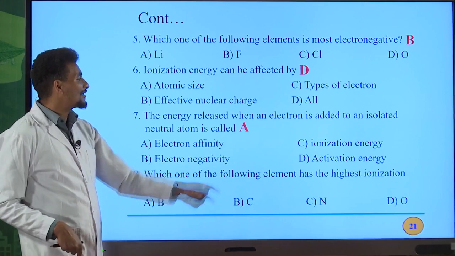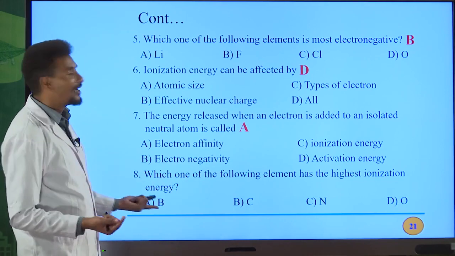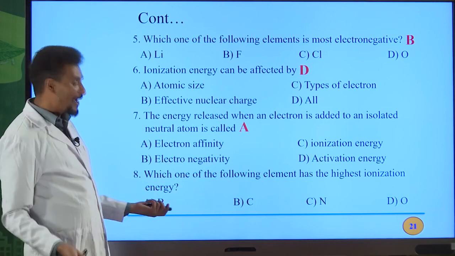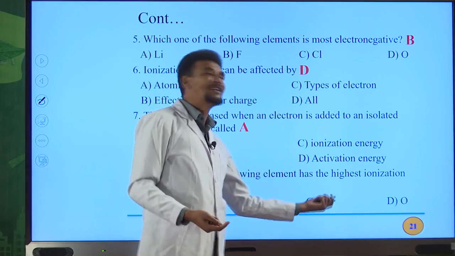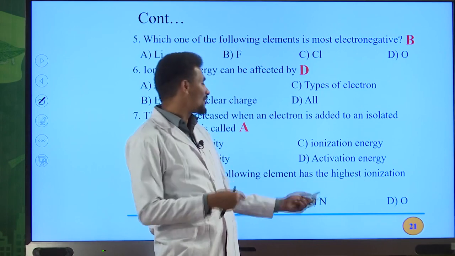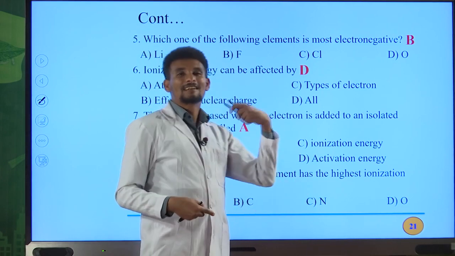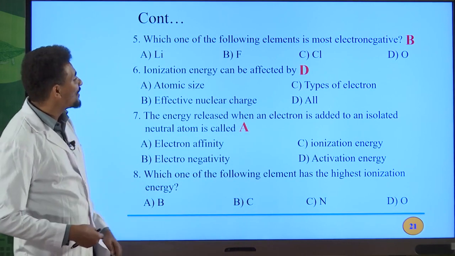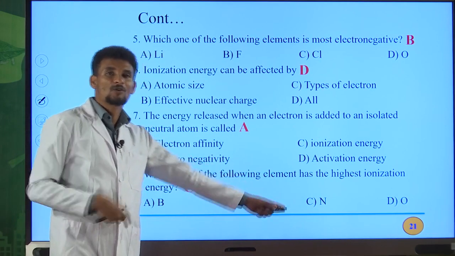Question number 8. Which one of the following elements has the highest ionization energy? I already told you that ionization energy increases from left to right across the period. But because of the stability of the nitrogen atom, I already told you that nitrogen has larger ionization energy when compared with oxygen. So C is the correct answer. Don't forget this one.